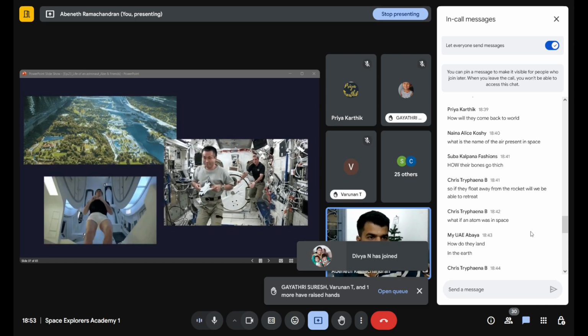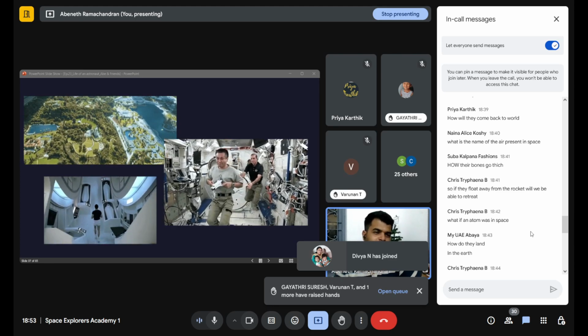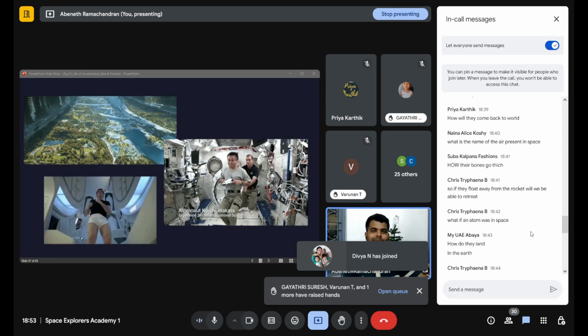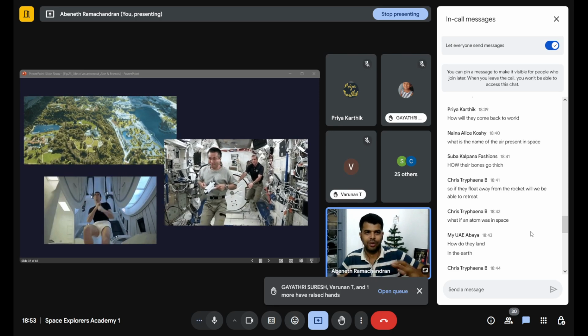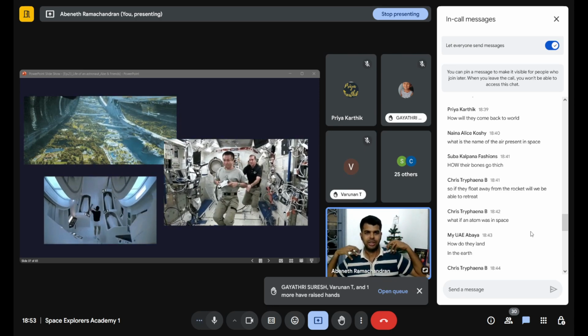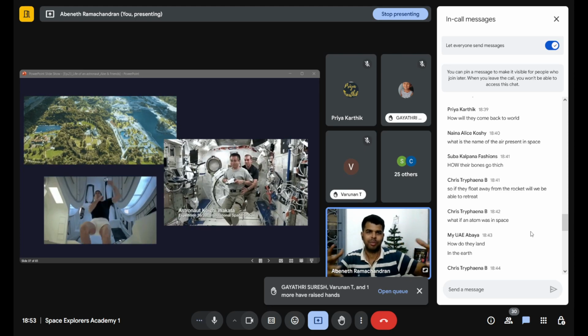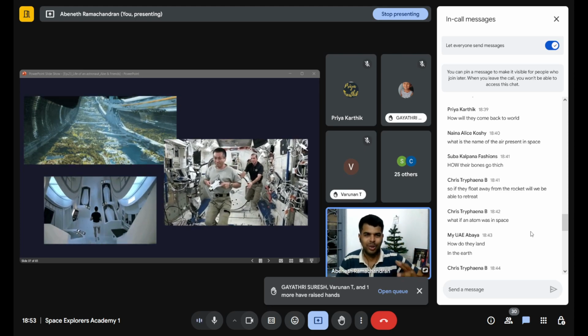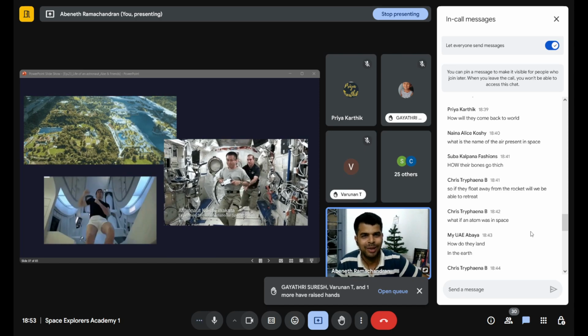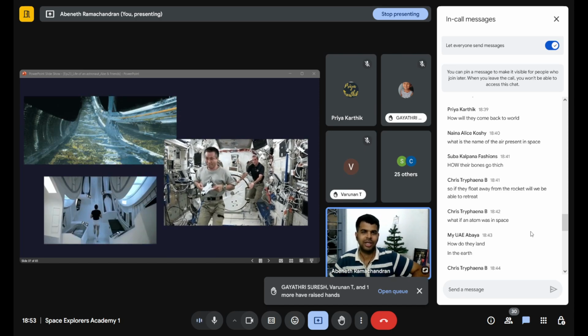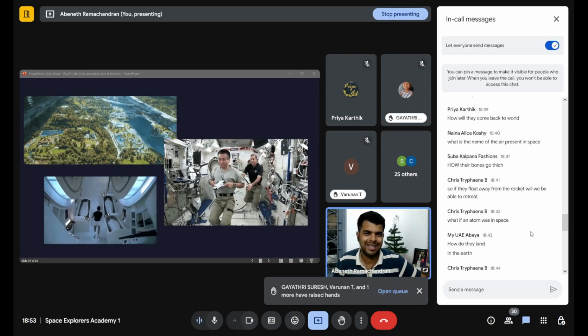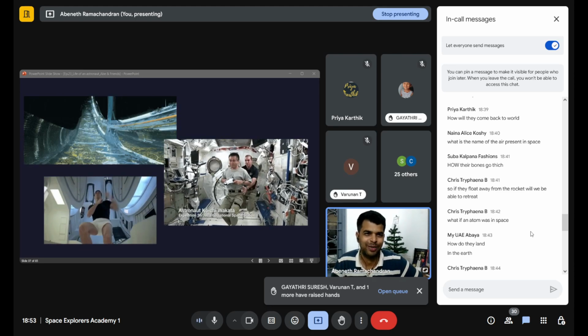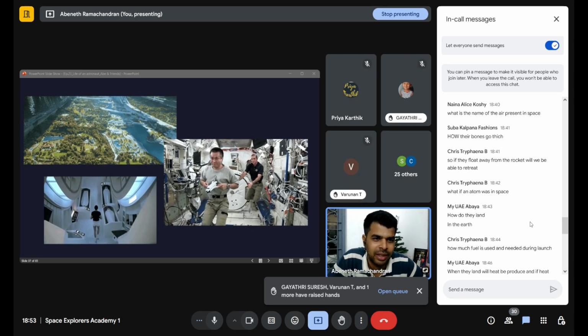If they float away from the rocket, will they be able to retreat? No. Sometimes it is very hard for them. If they go very far away from the International Space Station, it is not easy for them to come back. There has not been any such instance till date. Most of the time they are very connected to the International Space Station. Nobody has done that experiment of flying away from the International Space Station yet.